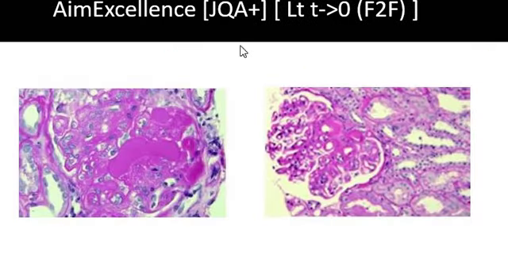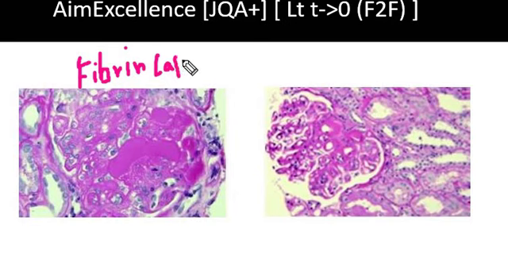Associated with that, a few other things are important. They are frequently asked in the MCQ examination. One of them is the fibrin cap. This is the fibrin cap. And we already have talked about afferent and efferent arteriolar hyalinosis. This is afferent and efferent arteriolar hyalinosis.